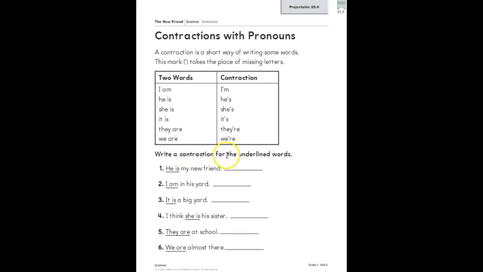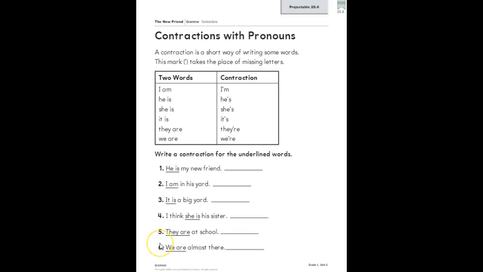Let's think of a contraction for the underlined word. He is my new friend. Which contraction would you put here? Right, he's, right here, he's. How about I am in his yard? You see it up here? I'm. We take out the A in am and make it I'm. It is a big yard. Here's it's, right here.